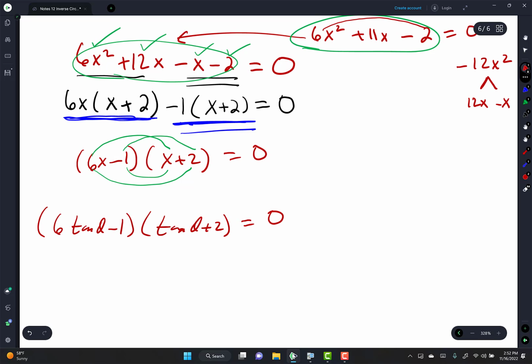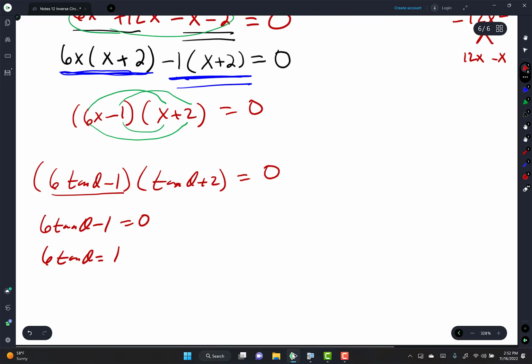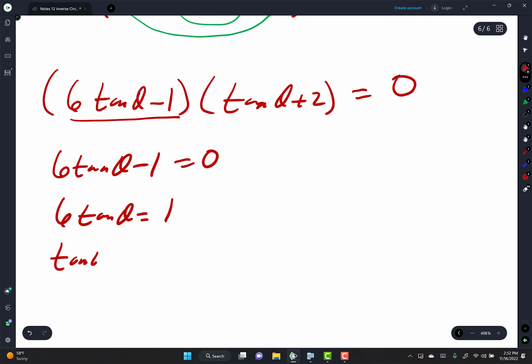The only way this will equal 0 is if this expression is 0. So I go 6 tan theta minus 1 equals 0. And then I just solve like all the others. Move the 1 to the other side. So 6 tan theta equals 1. Divide by 6. Tan theta equals 1/6. And then I'm going to do inverse tan. So theta equals arctan, or inverse tan, of 1/6 plus 180n.